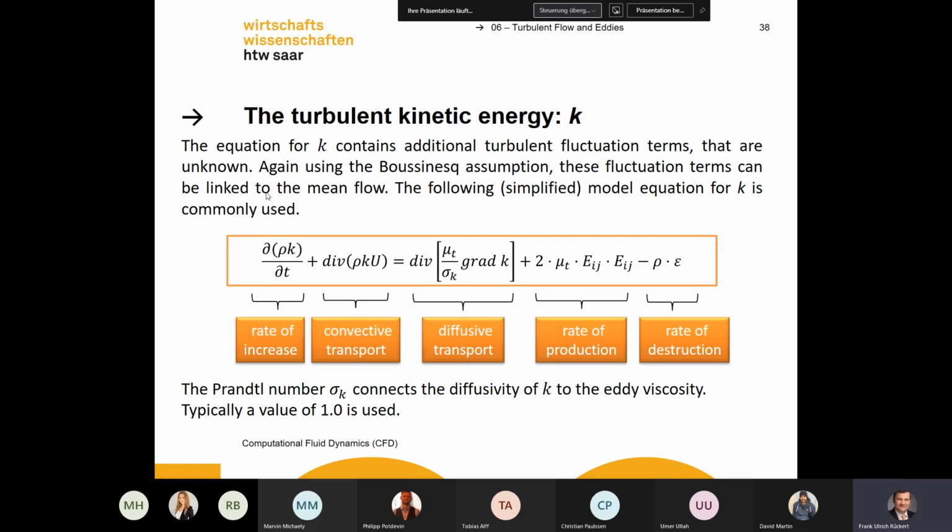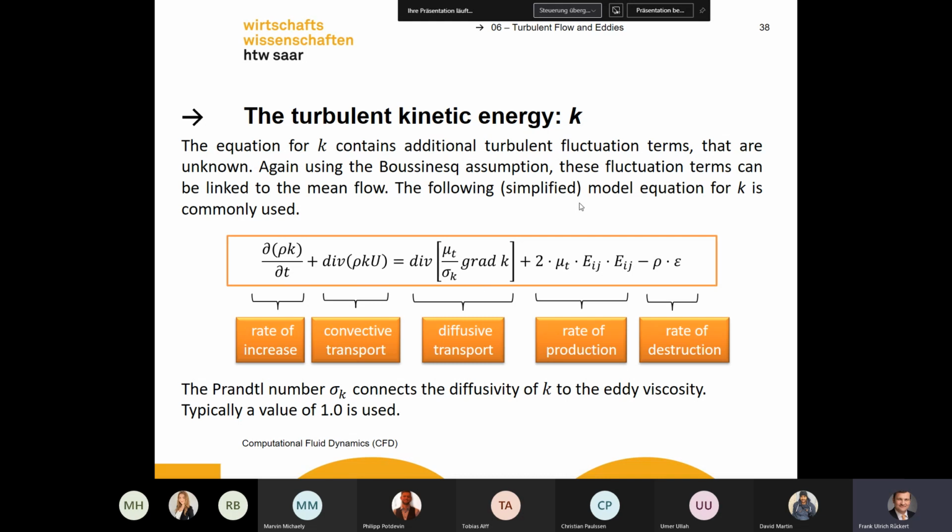Okay, and now you know what the turbulent kinetic energy is. It is some amount of fluctuation, and for this amount of fluctuation, you must always solve a balance. You must always solve an equation, because this energy will be transported through your simulation region. You have a rate of increase for your K value, a convective transport of your K value, and also a diffusion of the K value.